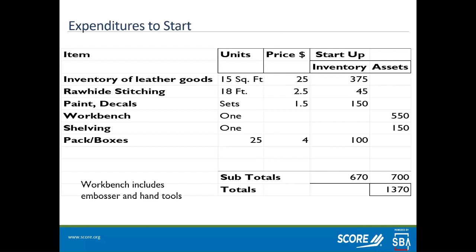Now, for this particular business, you can see there's a list of the items on the left side, whether they're inventory or an asset. The workbench and the shelving are assets. They basically last more than 1 year. Inventory is not. Inventory is something that will only last for a short period of time, and is often referred to as current assets, and the workbench and the shelving are often referred to as fixed assets. And you can see the total at the door before we even start anything is about $1,400. Next slide.